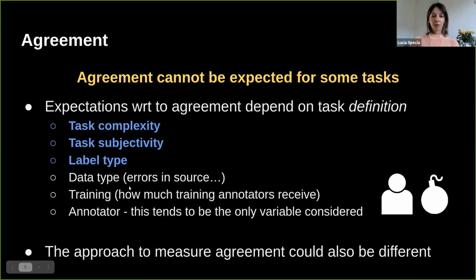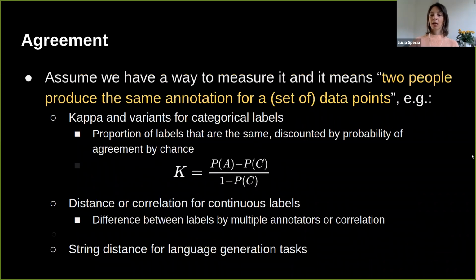So in the rest of the talk, I will talk a little bit about these three items in blue here, which are all related to the task itself, and give some examples of tasks where we have high complexity, high subjectivity, and also where the type of label makes a huge difference. I'm not going to go into detail in terms of what metrics we use for agreement, but some of the metrics that we're going to cover here are standard ones that people are probably familiar with.